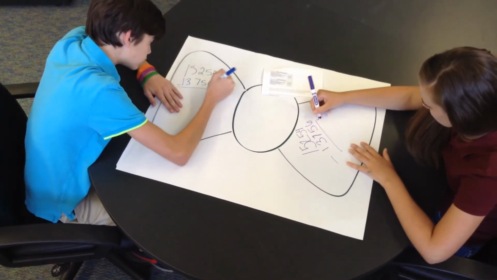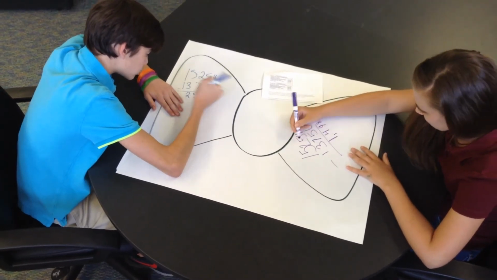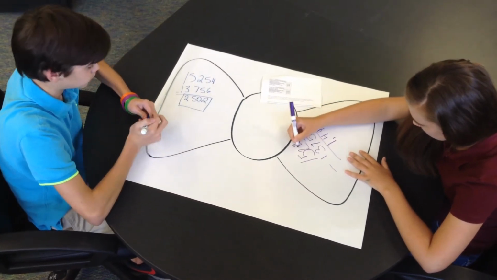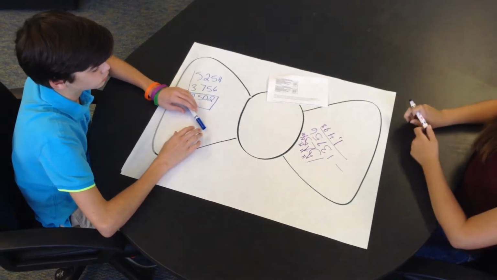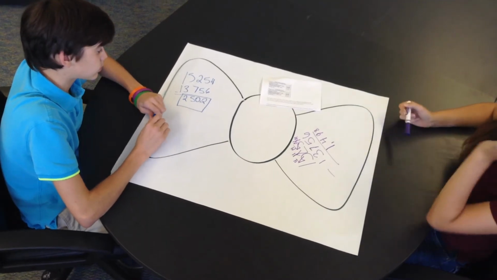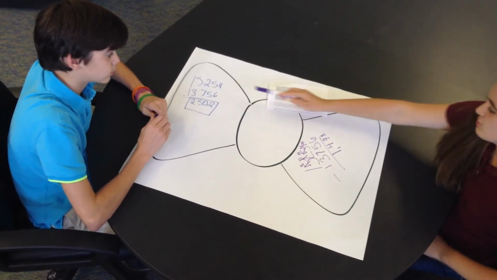Each student will first work alone on his or her side of the bow tie. After this practice, partners discuss their work: how did you get the answer to the problem? They reach a consensus on their answers, teaching each other along the way.